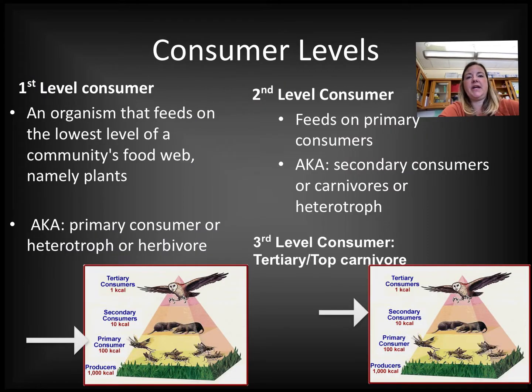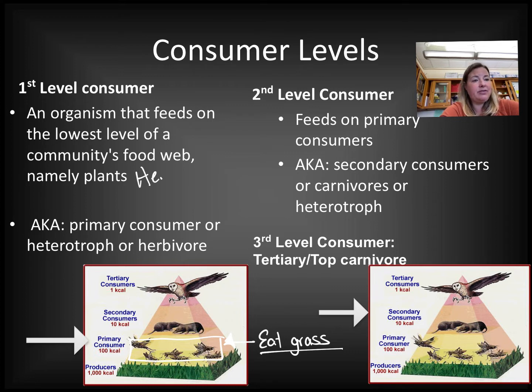So when we organize an ecosystem, we organize it according to the producers being on the bottom and then the consumer levels after that. So anything that eats the producers, all of the herbivores, are going to be considered primary consumers. So first level consumers, primary consumers, are going to be organisms that feed on the lowest level of the food web. They are also called heterotrophs or herbivores. Those are all interchangeable words.